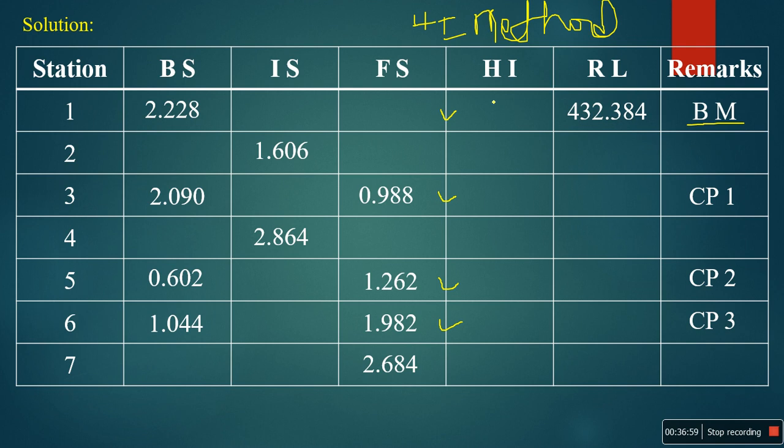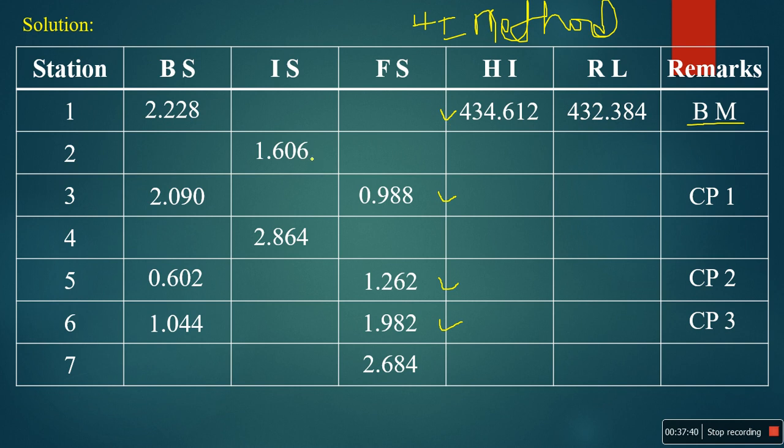So the next step is calculation of HI. The formula for HI is RL plus the staff reading on a known elevation. Here we know the RL of this staff station, so directly 432.384 plus 2.228 meters. Just add them, and we get 434.612.